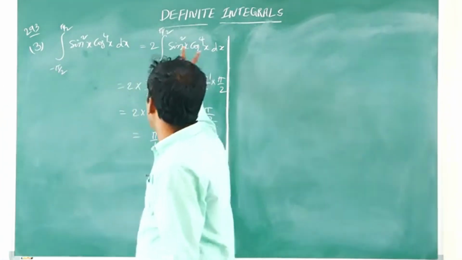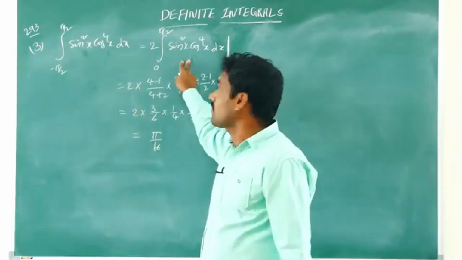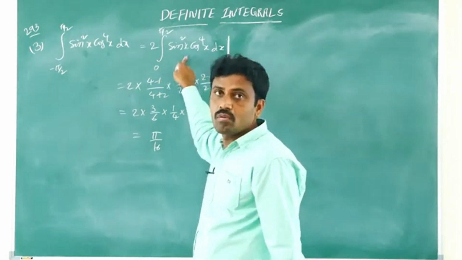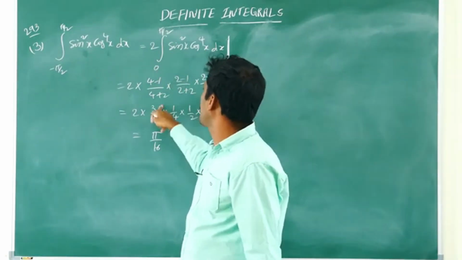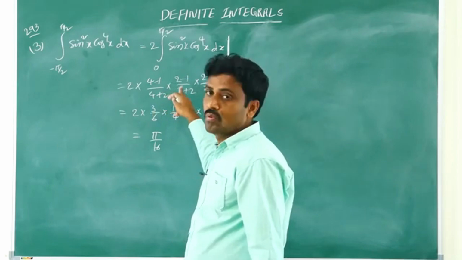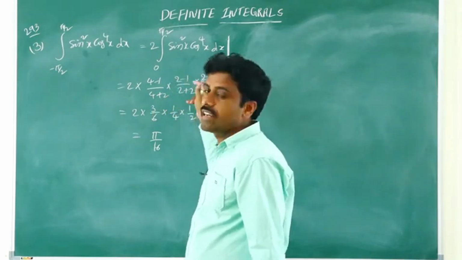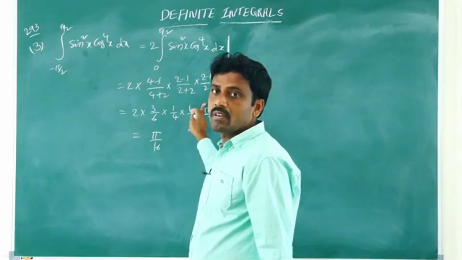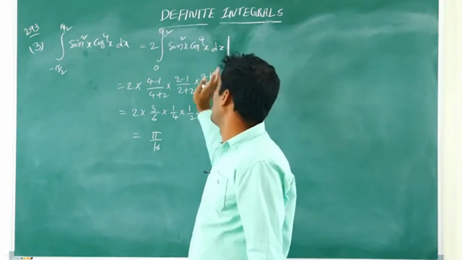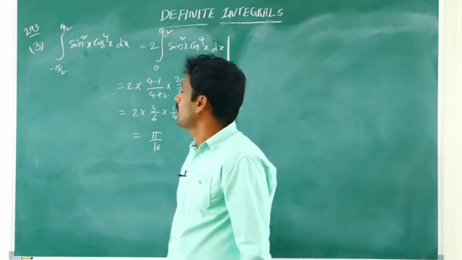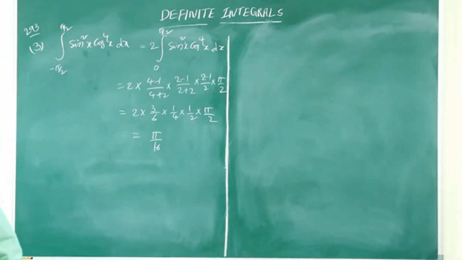Integral from minus pi by 2 to pi by 2 sin square x cos power 4x. This function is even. Therefore 2 into integral 0 to a f of x dx. I(m, n) equals (n minus 1)/(m plus n) into I(m, n minus 2). Last term pi by 2, because n is even. That is pi by 16.